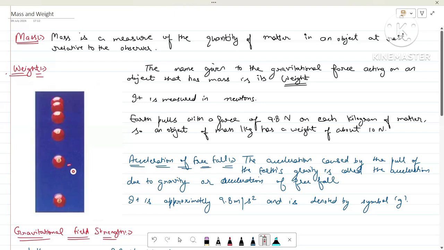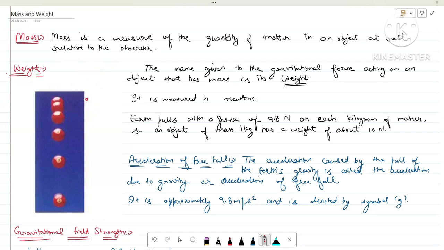This means the speed at this point v is greater than the speed at this point u. So with the passage of time, speed is increasing. And when speed is increasing with time, we say the object is accelerating. So this ball is accelerating when it is dropped from a certain height. Now from Newton's second law of motion, we know that force F is equal to mass times acceleration. If this object is accelerating, there must be a force acting on the object.